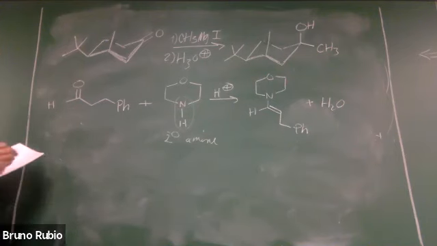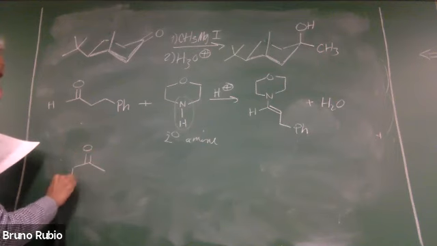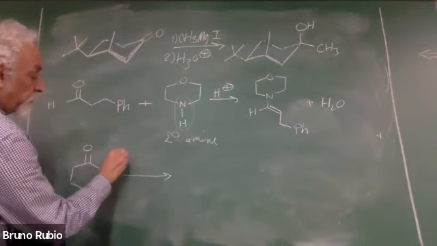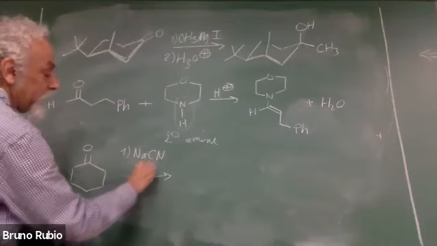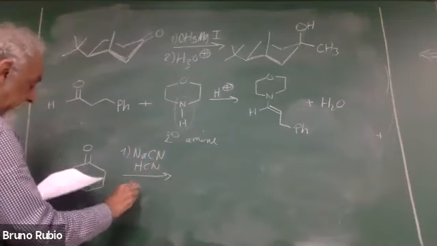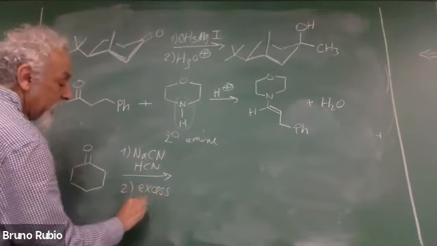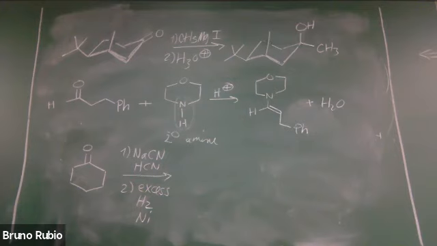How we doing? Good, I hope. First step, sodium cyanide and HCN. Second step, excess hydrogen and a nickel catalyst. So let's draw the structure of the product here.